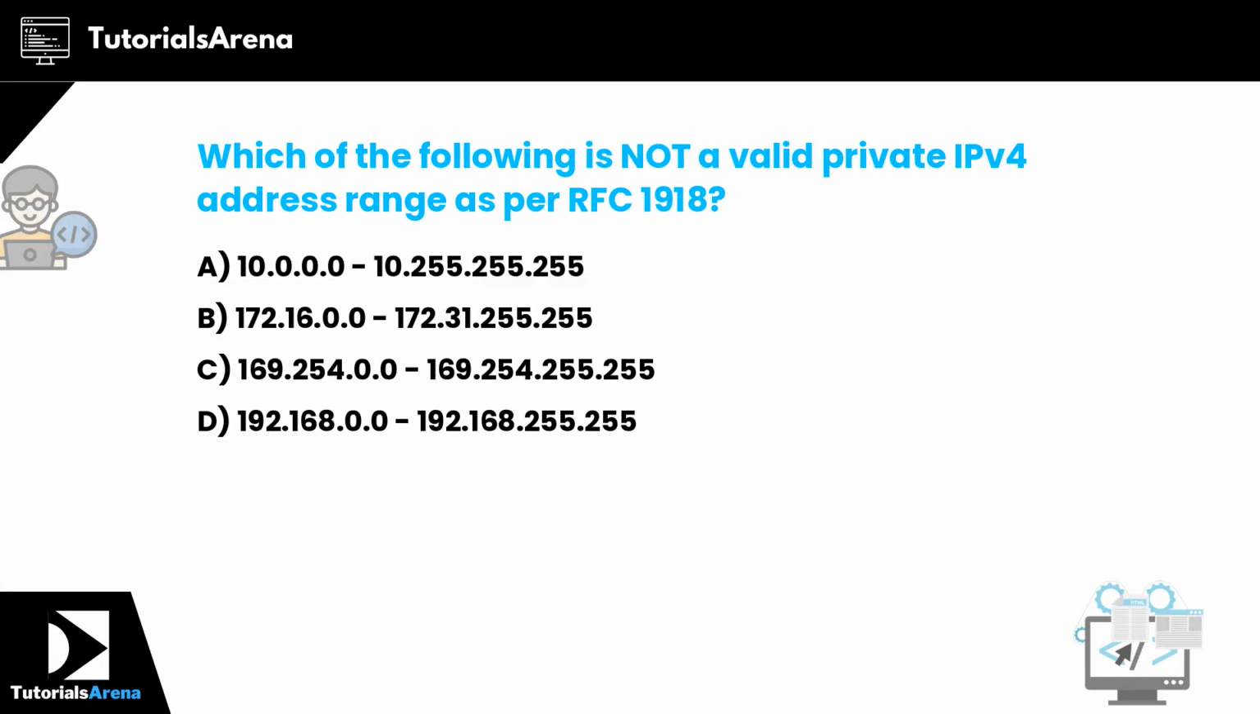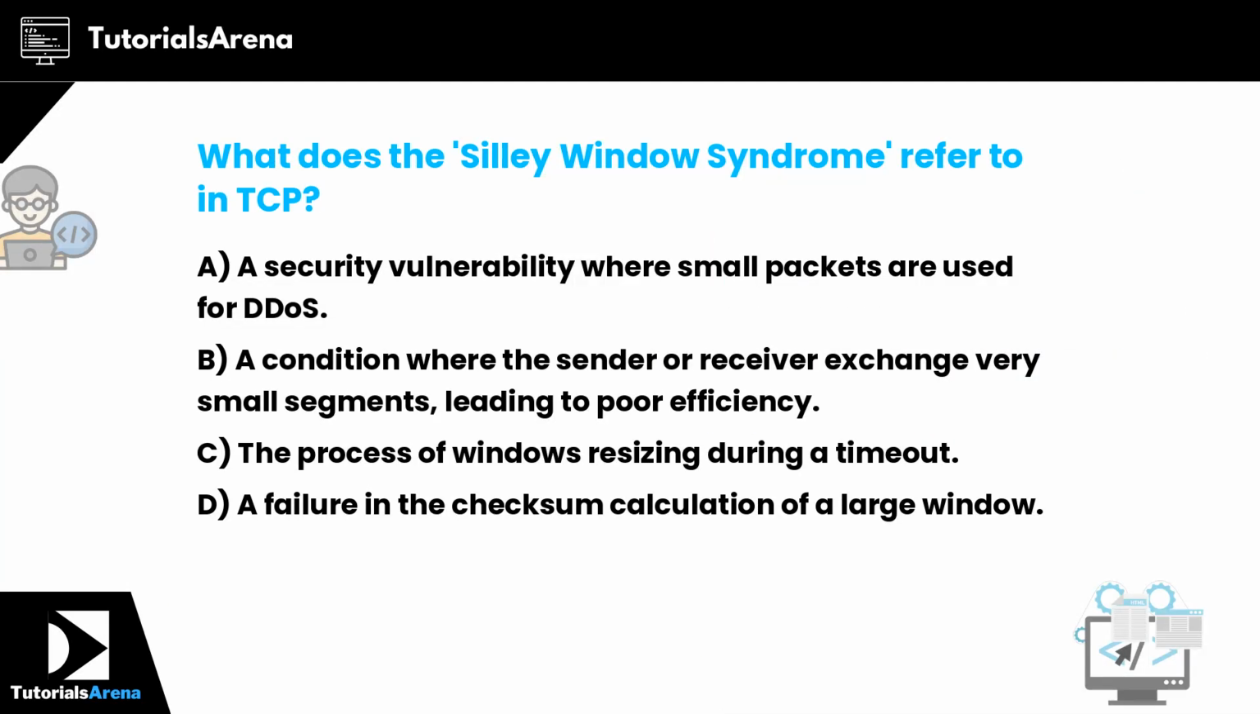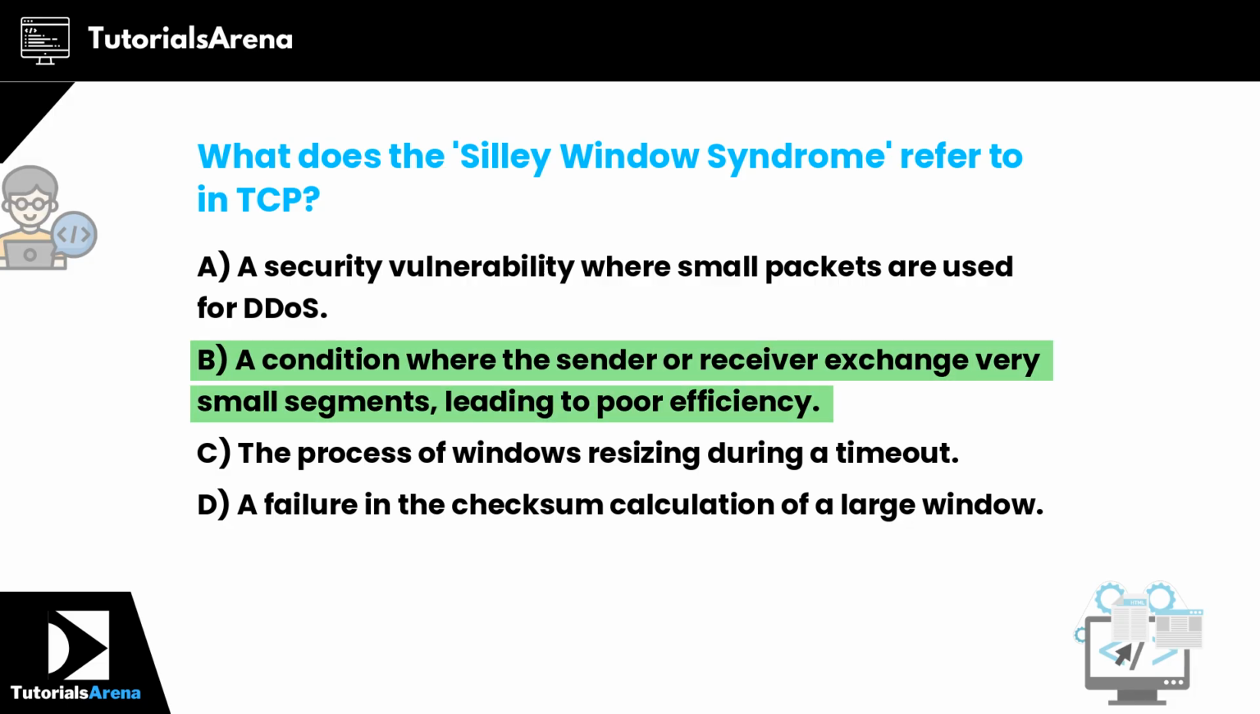Which of the following is not a valid private IPv4 address range as per RFC 1918? The correct answer is option C, 169.254.0.0 to 169.254.255.255. What does the silly window syndrome refer to in TCP? The correct answer is option B, a condition where the sender or receiver exchange very small segments, leading to poor efficiency.